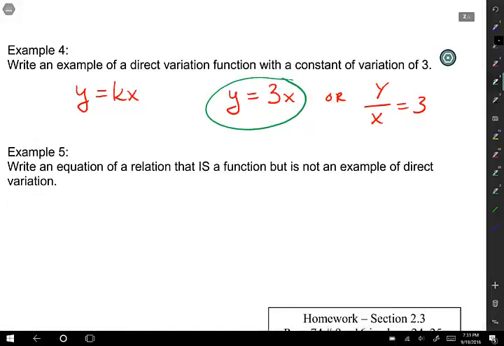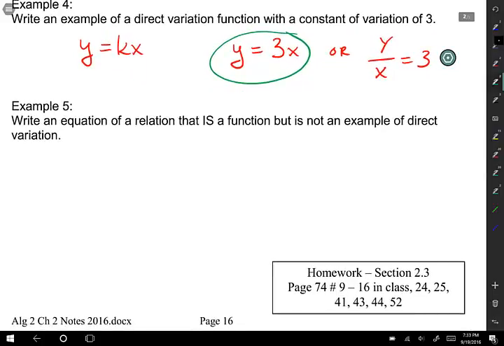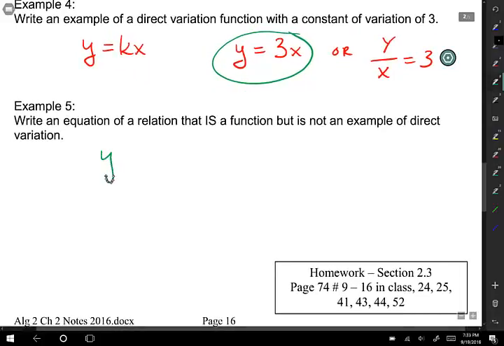Lastly, we're asked to write an equation of a relation. Remember, that's just a set of ordered pairs. That is a function, but is not an example of direct variation. Well, the easiest thing that I can think of is the function y equals a line. Say y equals 4x plus 3. Or y equals 4x minus 2.